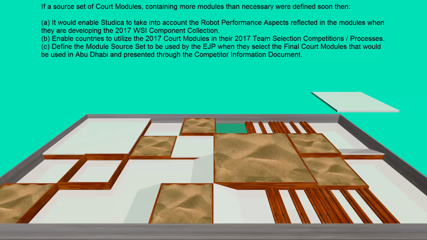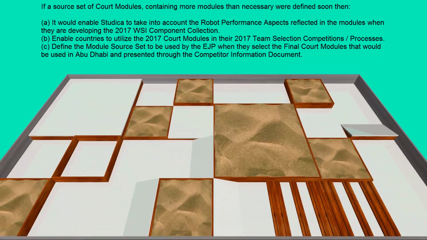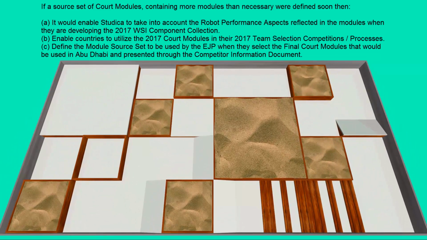If a source set of court modules containing more modules than necessary were defined soon, then: A, it would enable Studica to take into account the robot performance aspects reflected in the modules when they are developing the 2017 WSI component collection; B, enable countries to utilize the 2017 court modules in their 2017 team selection competition processes; C, define the module source set to be used by the EJP when they select the final court modules that will be used in Abu Dhabi and presented through the competitor information document.